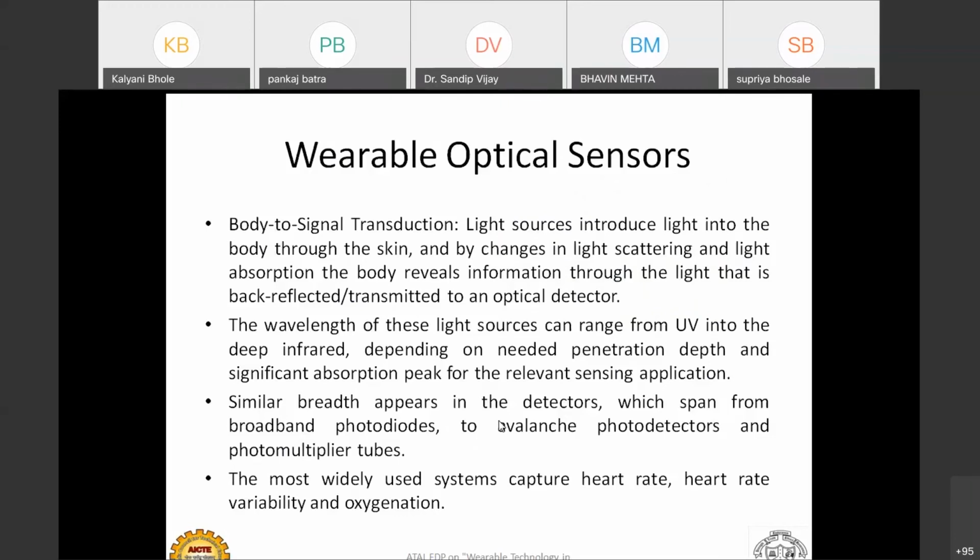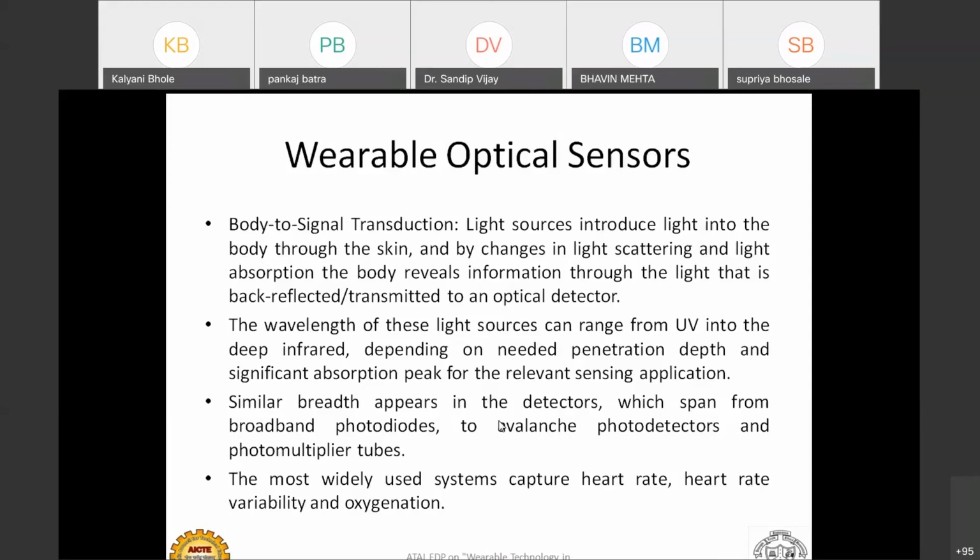And the wavelength of this light source can range from UV to deep infrared. Depending on the needed penetration depth and the significant absorption peak for the relevant sensing applications, the wavelength needs to be selected. Similar breadth is available in the detectors. As we have chosen the transmitter, the respective detector should be chosen.